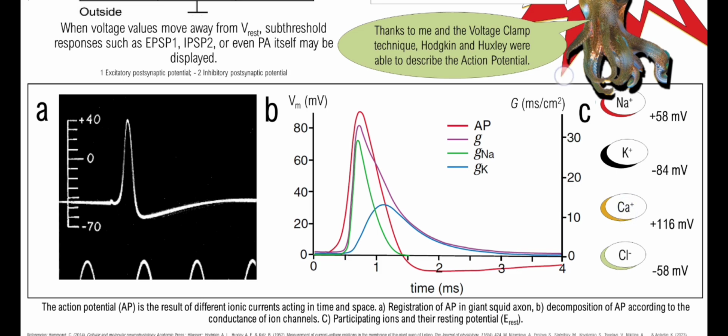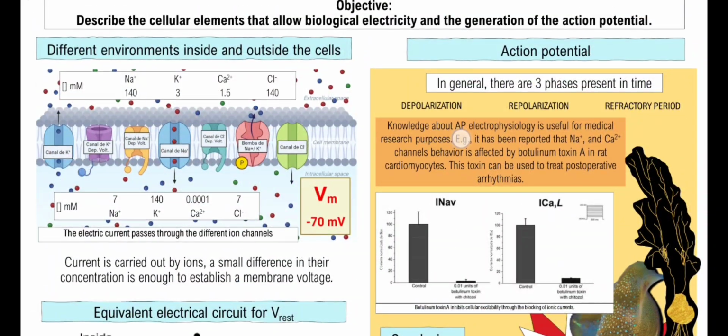And knowledge about the action potential electrophysiology is useful for medical research purposes. For example, it has been reported that sodium and calcium channel behavior is affected by botulinum toxin A in rat cardiomyocytes. And well, this toxin can be used to treat postoperative arrhythmias. Here you can see the representation of the sodium and calcium currents. And when using the botulinum toxin, those currents are inhibited.